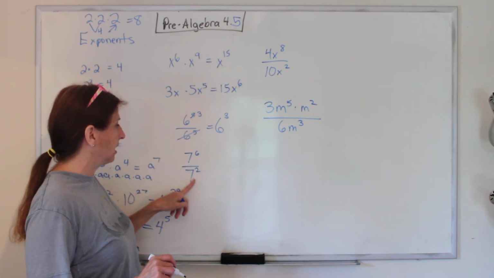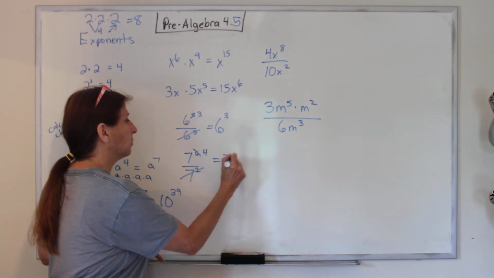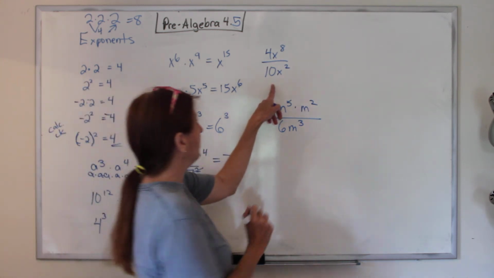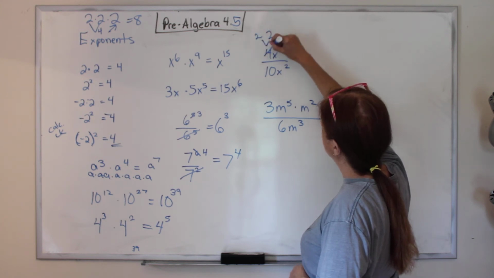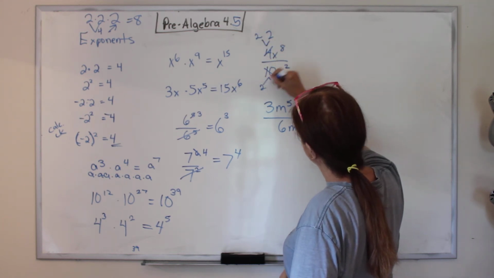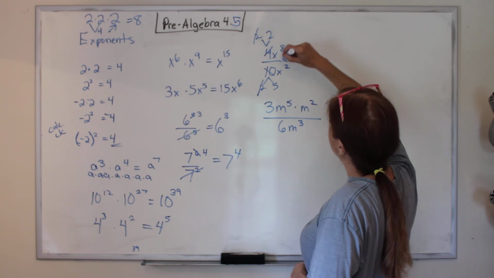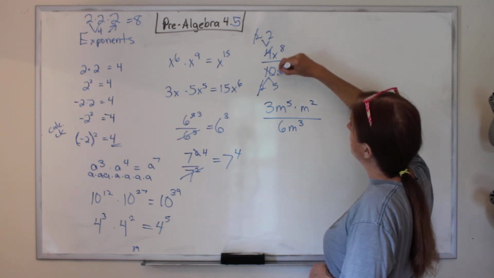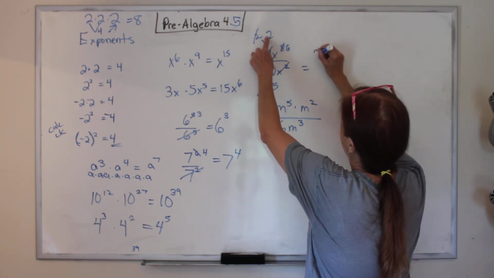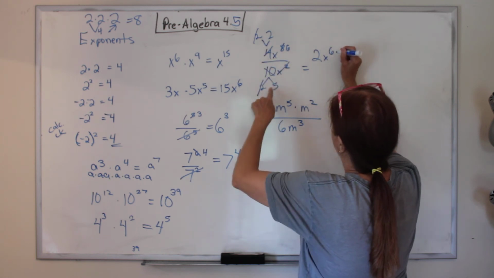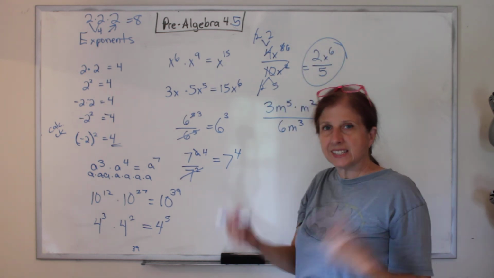Okay, so I have 6 7s on top, 2 on bottom. Those 2 on bottom will cancel out 2 of those, leaving 4, so we're left with 7 to the 4th power. What about that one? Well, our numbers here, 4 is made out of 2 times 2, and 10 is made out of 2 times 5. So I have a 2 on the top and on the bottom that can cancel out. The x's, I have 2 on the bottom and 8 on top. These 2 can cancel out 2 of those, leaving 6. So what do I have left? I've got that 2, x to the 6th power, and on bottom I have just a 5. And that's the answer. It's easy and fun.